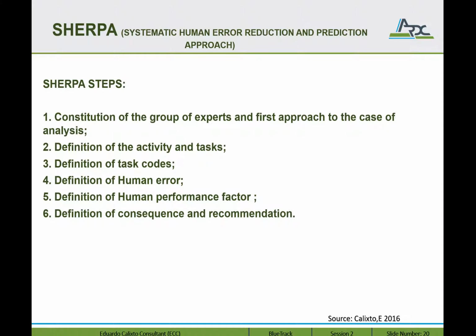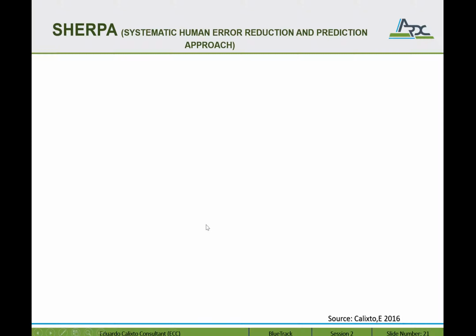One qualitative method that is very important is the Systematic Human Error Reduction and Prediction, SHERPA. So this one is a qualitative one. First is to constitute the group of experts. The second step is to define the activity and tasks. Then I will have specific task codes, and based on these task codes, I direct the rest of the analysis. I will be able to show a group of definitions of human error, human performance factors, and of course, I will assess the consequence and recommendation.